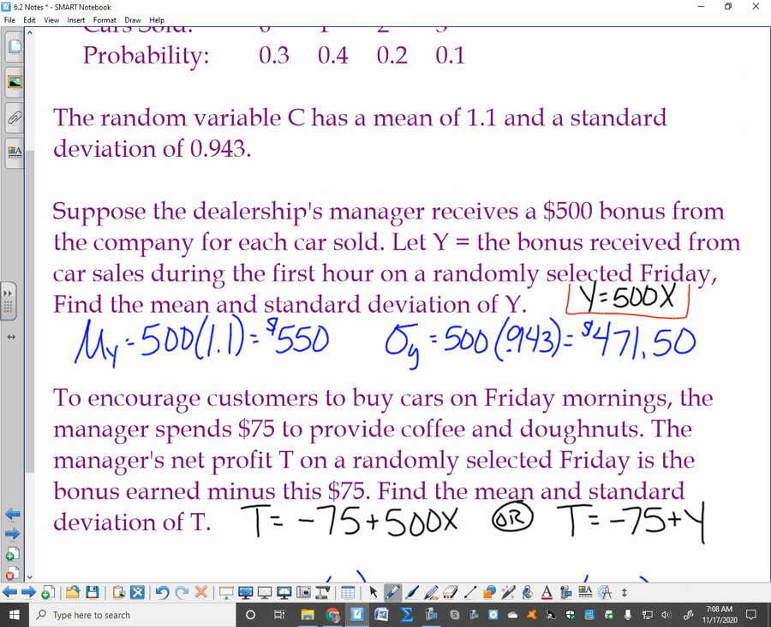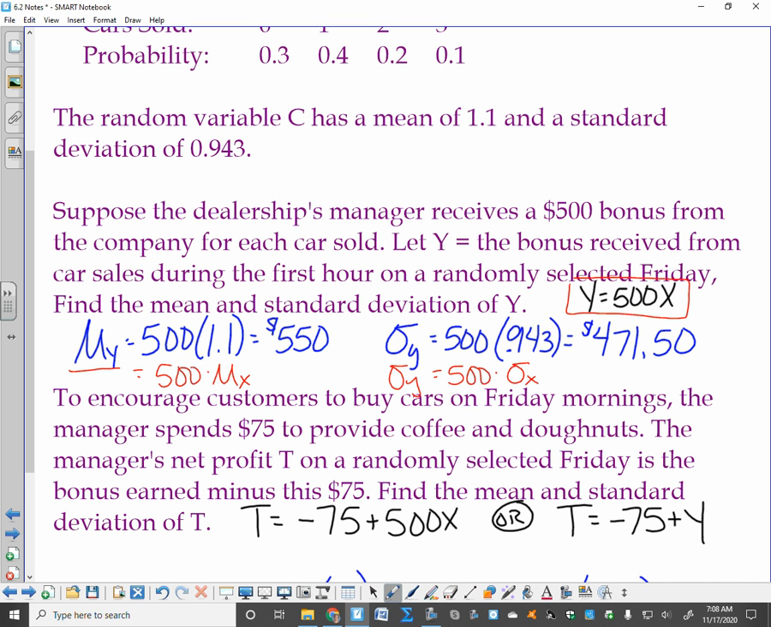So here's my transformation. All right, here's my correct notation. Mu sub Y equals 500 times, not sigma, times mu sub x, which is the 1.1. And sigma sub y equals 500 times sigma sub x.